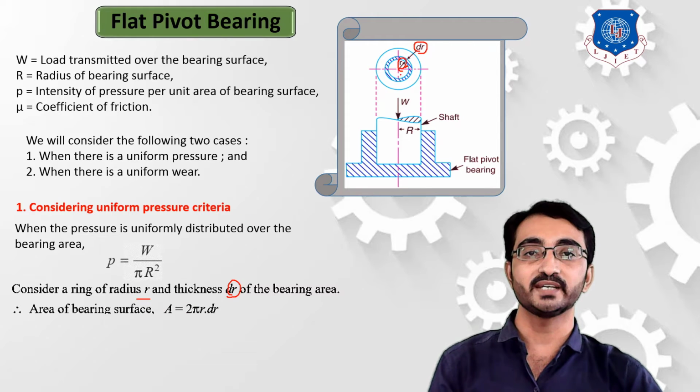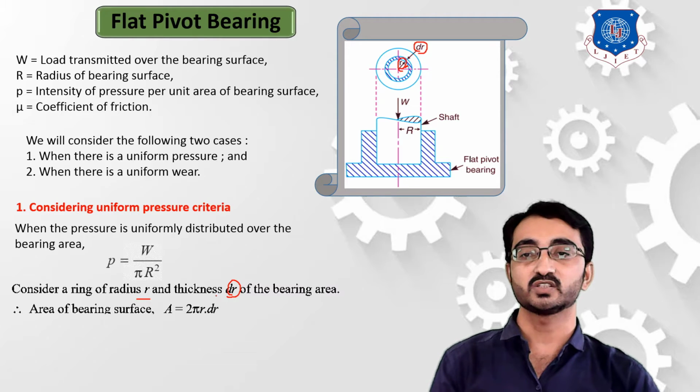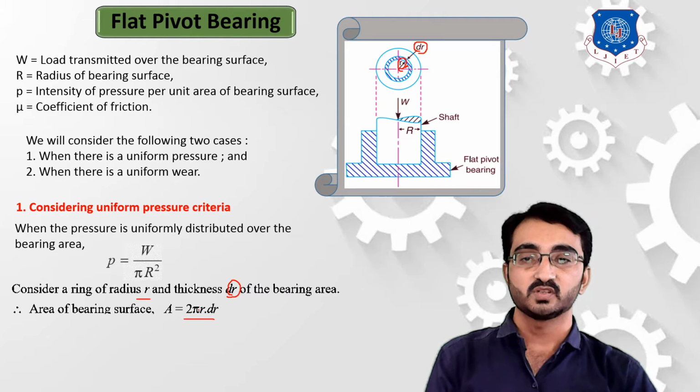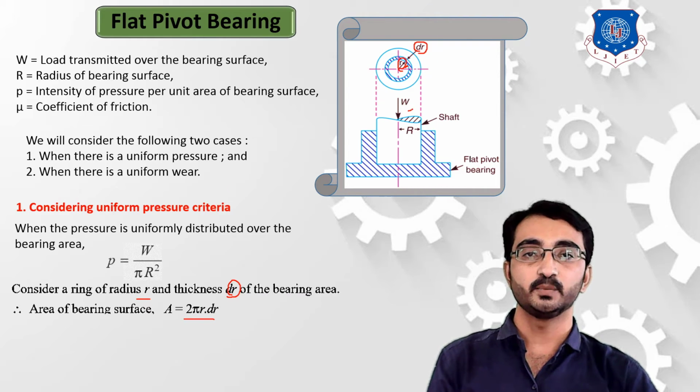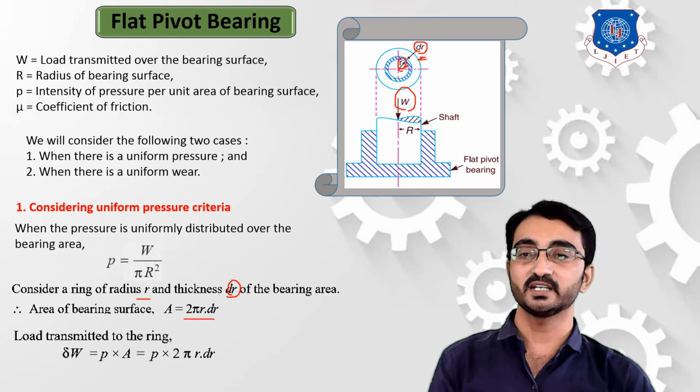In that case we can derive the area of this ring. So how can we derive the area? The area is nothing but the circumferential area. Here the circumference is 2 pi r, and the thickness of this circumference is dr. So we can consider that the area is equal to 2 pi r dr. Now to calculate the load W which is acting on this small segment, that will be considered as dW.